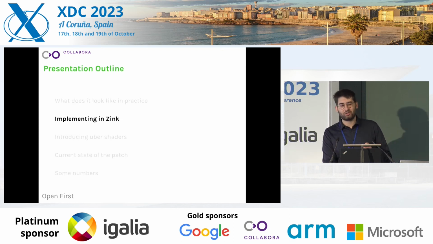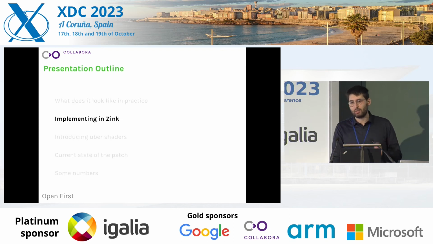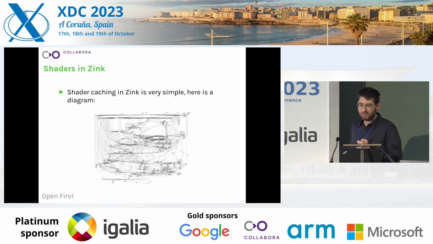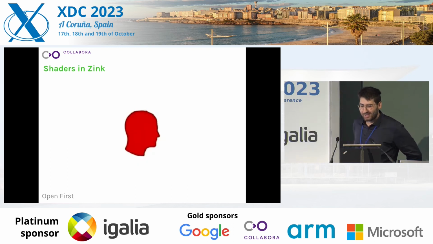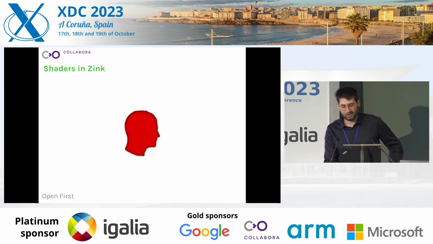So now I'm going to talk a little bit about actually implementing this into Zink. Shader caching in Zink is very simple. As you can see, here's a diagram of it. It's really not. I'm going to try to break it down.